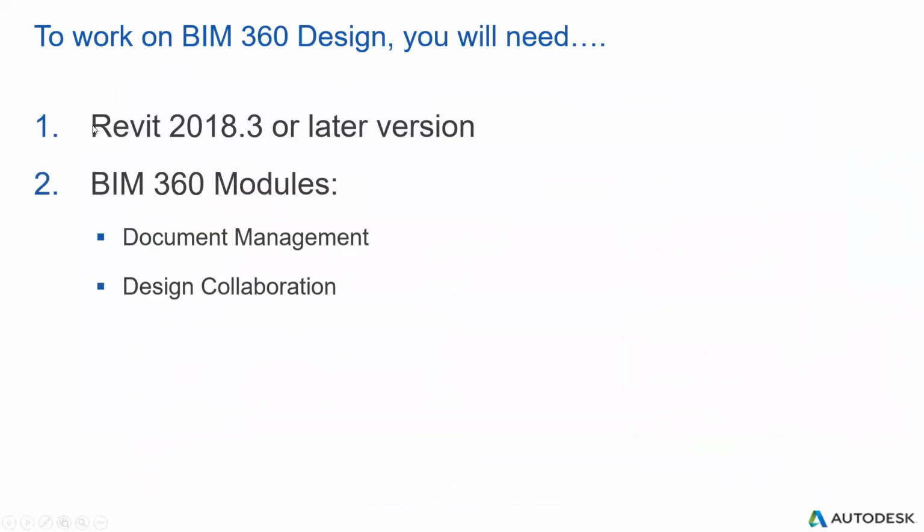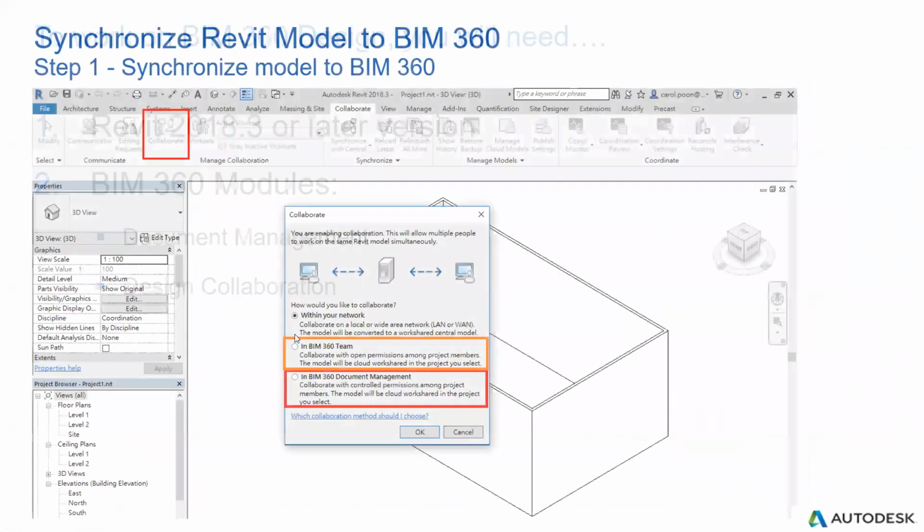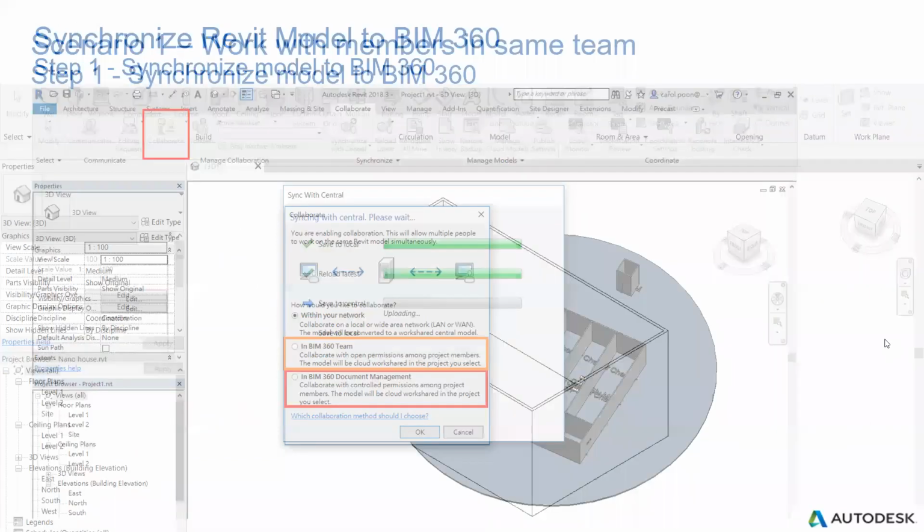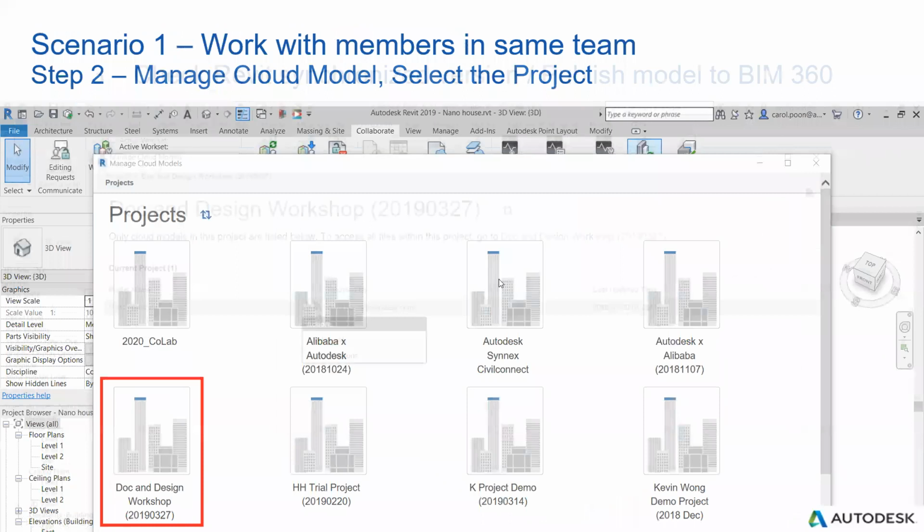Okay, a very important thing is we have to use Revit 2018 or 2019 for this new BIM 360 platform. We have to use the document management and design collaboration modules. So this is the real practice of how you synchronize your model to the cloud. I will skip this one because I will do the demo later.